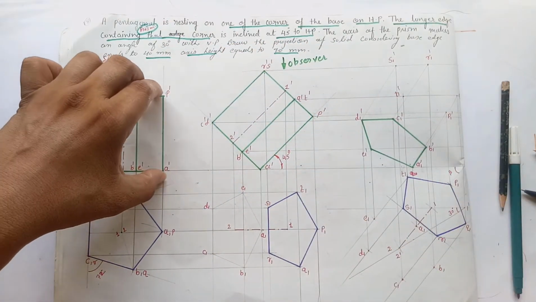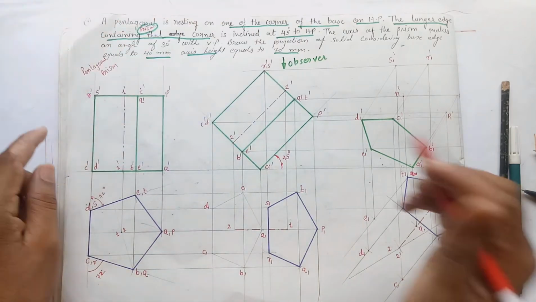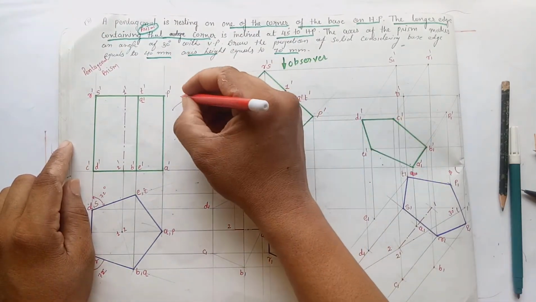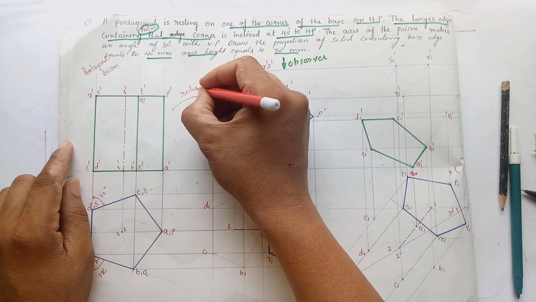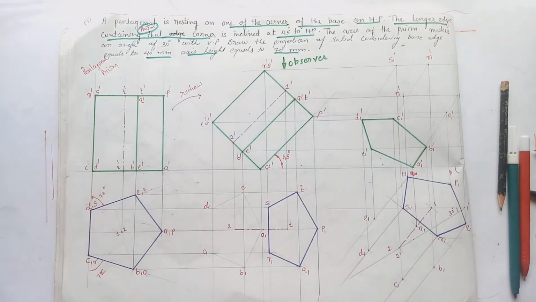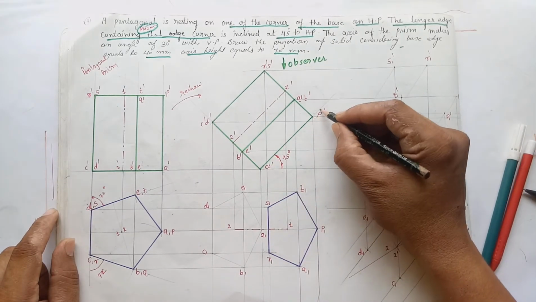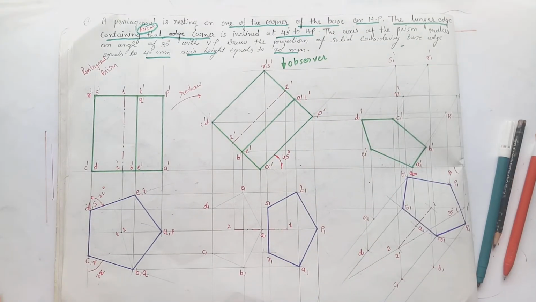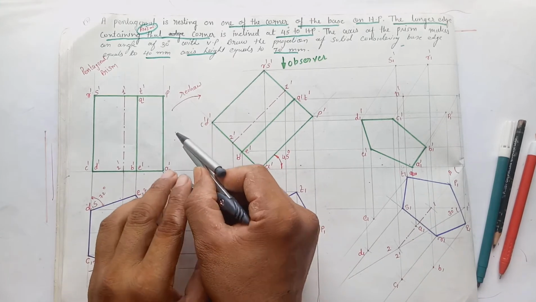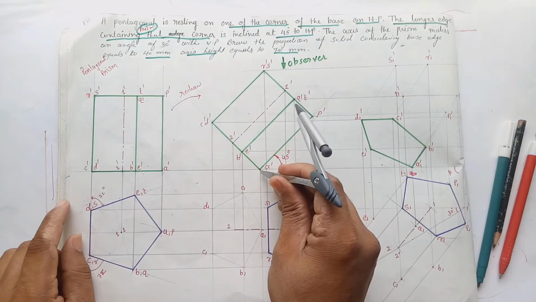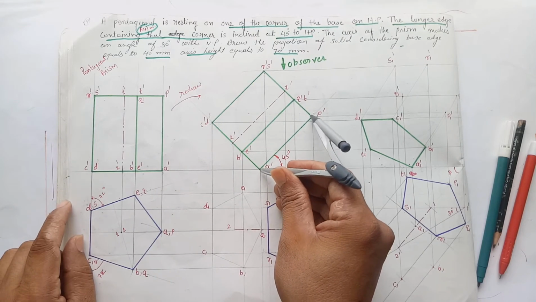So now we have to incline this edge at an angle of 45 degree, and then after inclining it, we have to redraw this figure over here. So first of all, draw a 45 degree angle, then copy this figure over here. First of all, A dash P dash, because we have to incline A dash P dash at an angle of 45 degree.